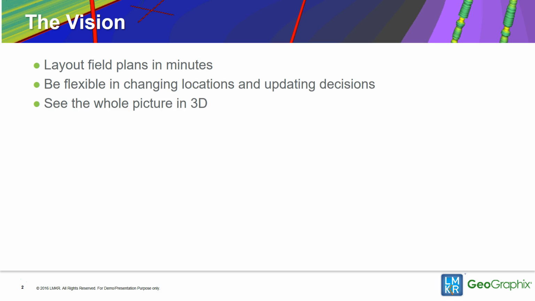The overall vision of Field Planner consists of a couple of parts. The first part is to have the ability to lay out field plans in minutes. Then we want to be flexible in changing locations and making decisions as they change. And third, we want to see the whole entire thing in a 3D world.